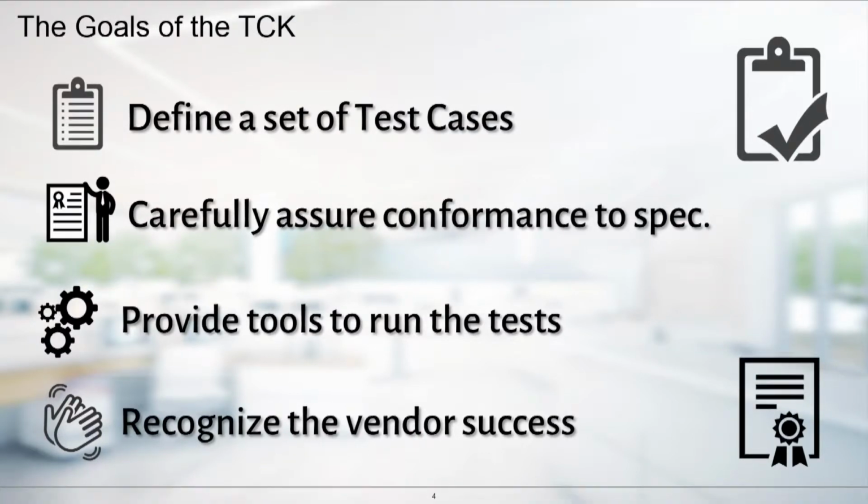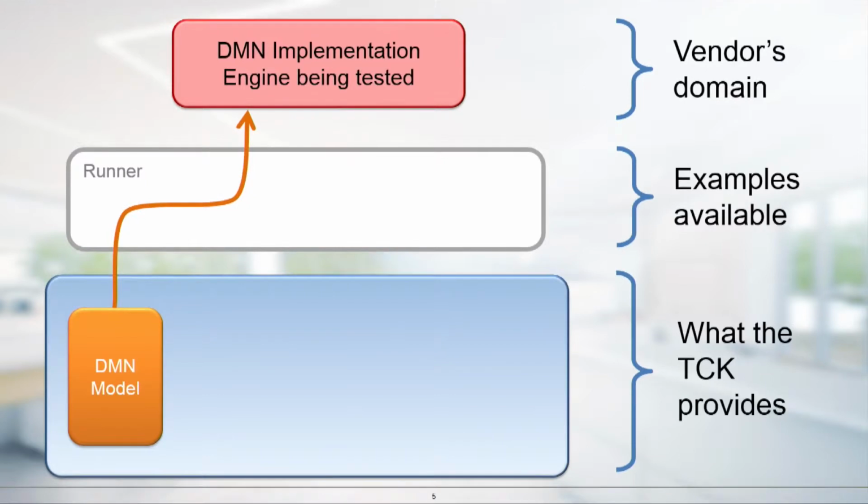So that's our goal. And some of you already know the structure of this, but let me go through it briefly. For the record, there's a couple different parts of what we're providing. At the bottom, this is what the TCK is providing. There's a number of things that will appear there. Those are files. Those are all files that are distributed under basically an open source license that are available to you. At the top is the vendor's engine. So that's what the vendor is supplying, the execution of the DMN. And in the middle is a runner.